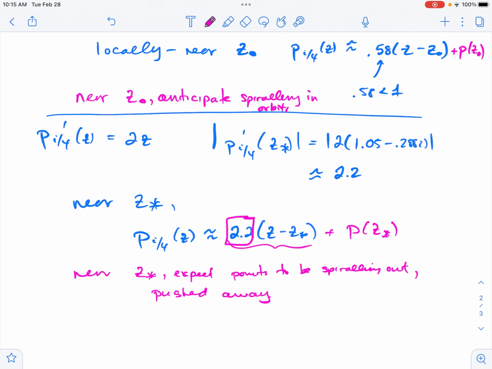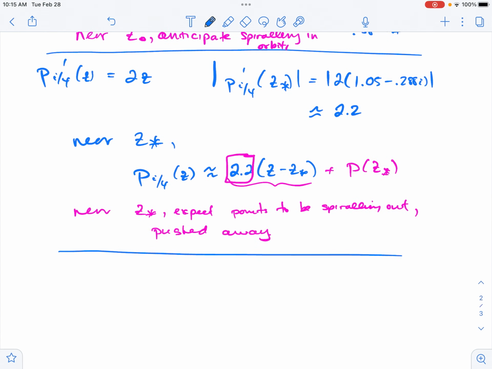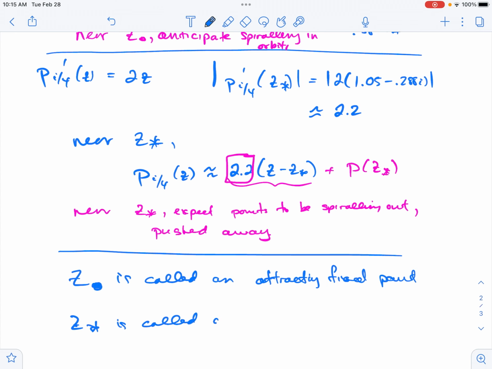And these things have names. A point where things spiral in is called attracting. So z dot is called an attracting fixed point. And z star is called a repelling fixed point.